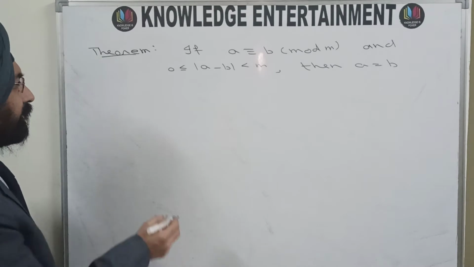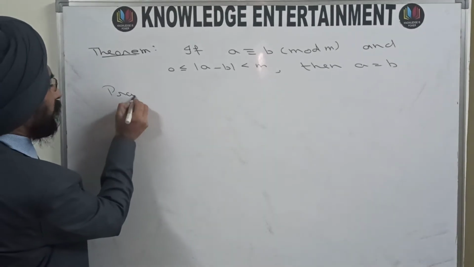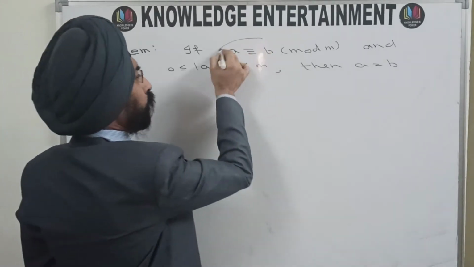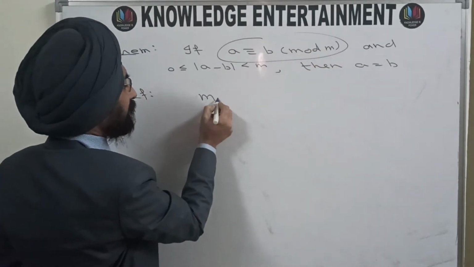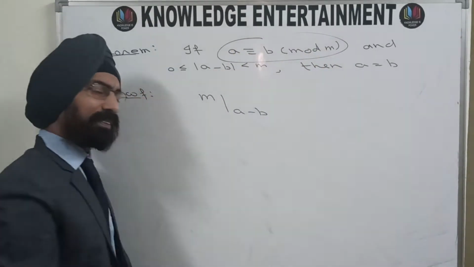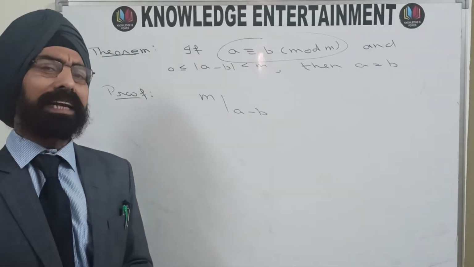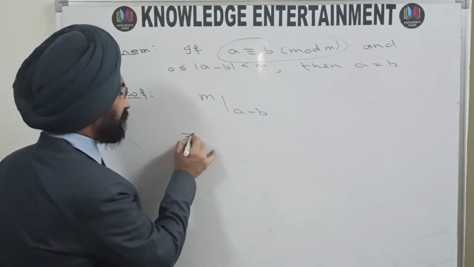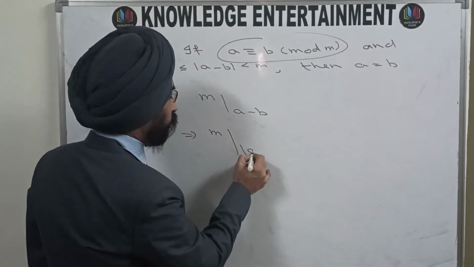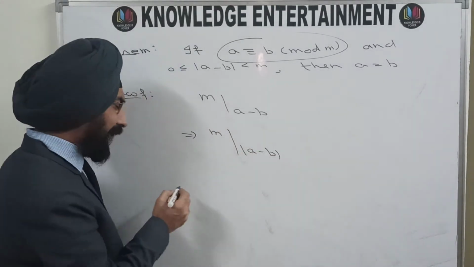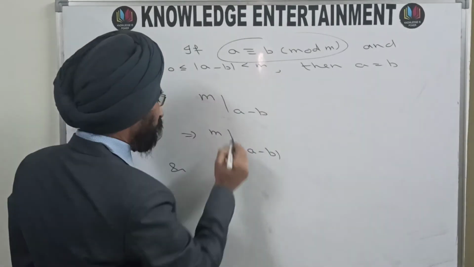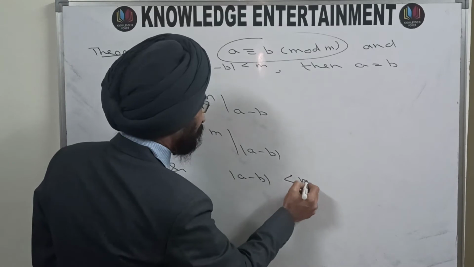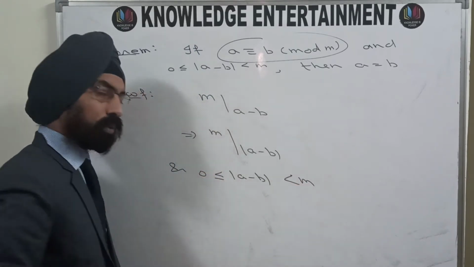The proof is very easy, without any doubt. So let us move on to the proof. A is congruent to B modulo M. This means M divides A minus B. And if M divides A minus B, then M must also divide its modulus. So M must also divide mod of A minus B. And mod of A minus B is strictly less than M, but is greater than or equal to 0.